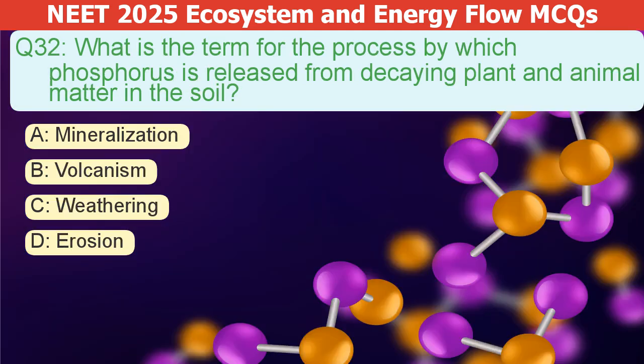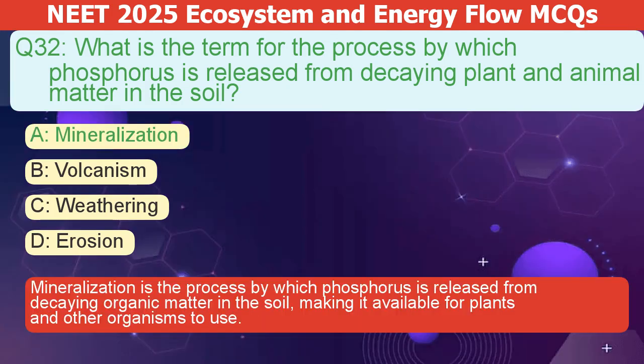What is the term for the process by which phosphorus is released from decaying plant and animal matter in the soil? A. Mineralization. B. Volcanism. C. Weathering. D. Erosion. The correct answer is A. Mineralization is the process by which phosphorus is released from decaying organic matter in the soil, making it available for plants and other organisms to use.